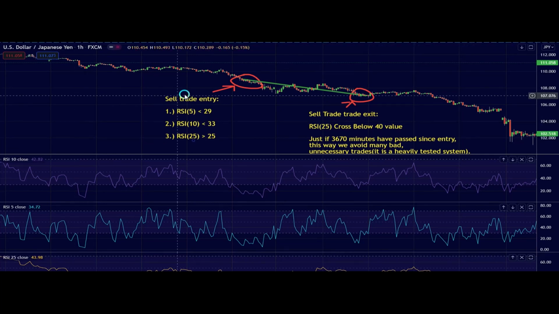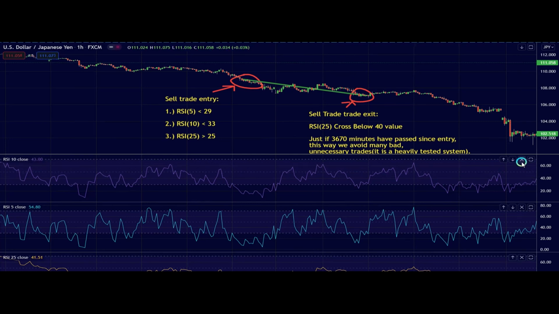So we have the first condition, and that is the 5-period RSI, and it has to be below 29. And if you take a look at this, this whole range is just perfect for this trade. Let's see the second condition. The second condition is a 10-period RSI, and it has to be below 33. And basically these two indicators are just perfect. This whole area is just perfect for us.